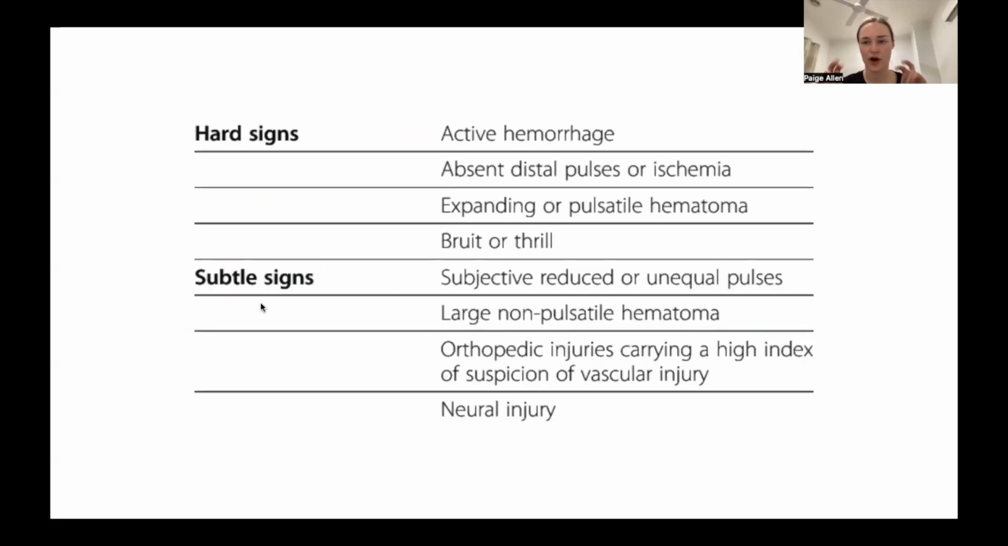They have something they call the hard signs and the subtle signs with vascular injury to basically determine how severe it is. Your hard signs are active hemorrhage, absent pulses or ischemia, and an expanding or pulsatile hematoma, right? If you have a pool of blood and you can feel it pulsating, that's probably a vascular problem rather than just some degree of hematoma. Bruit or thrill, right? Because that's disturbed blood flow. And then the subtle signs are a slightly reduced pulse or a hematoma that is not pulsatile.